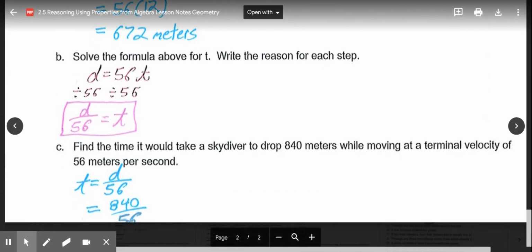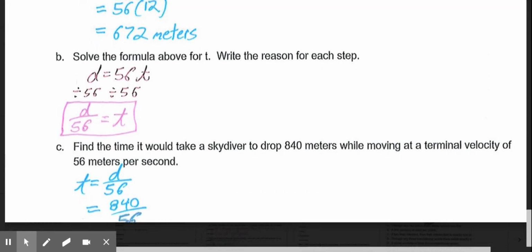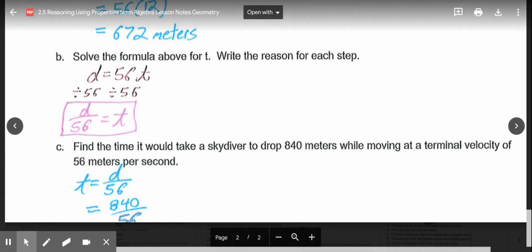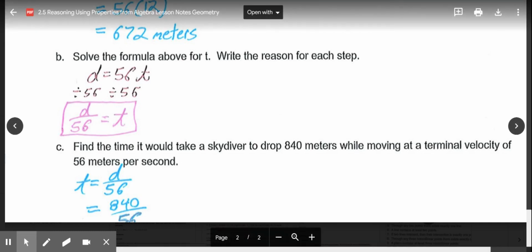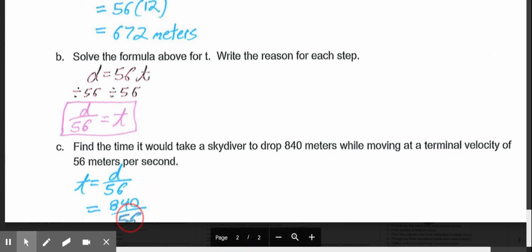So if we're finding the time it would take to drop 840 meters, moving at our terminal velocity of 56, we would do the 840 divided by the 56. So then what we end up with for our final answer, 840 divided by 56, would give us 15, so our time would be 15 seconds. I apologize, that got cut off on the bottom here, but the last part would be 840 divided by 56, so t would equal 15 seconds.